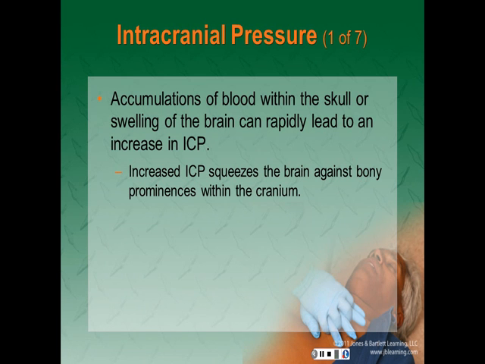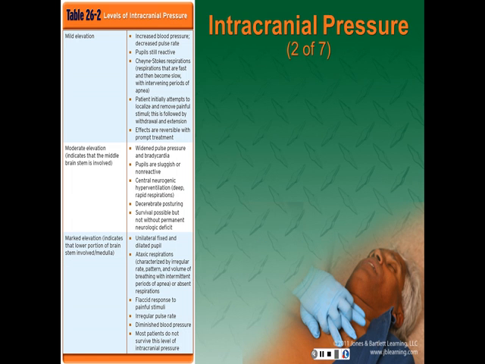Intracranial pressure. Accumulations of blood within the skull or swelling of the brain can rapidly lead to an increase in ICP. Increased ICP squeezes the brain against bony prominences within the skull. Table 26-2 gives you some levels of intracranial pressure. It talks about mild elevation and the symptoms we'll see, moderate elevation that indicates involvement of the middle brainstem, and marked elevation which indicates that the lower portion of the brainstem is now involved. And again, what the signs and symptoms are that we see.